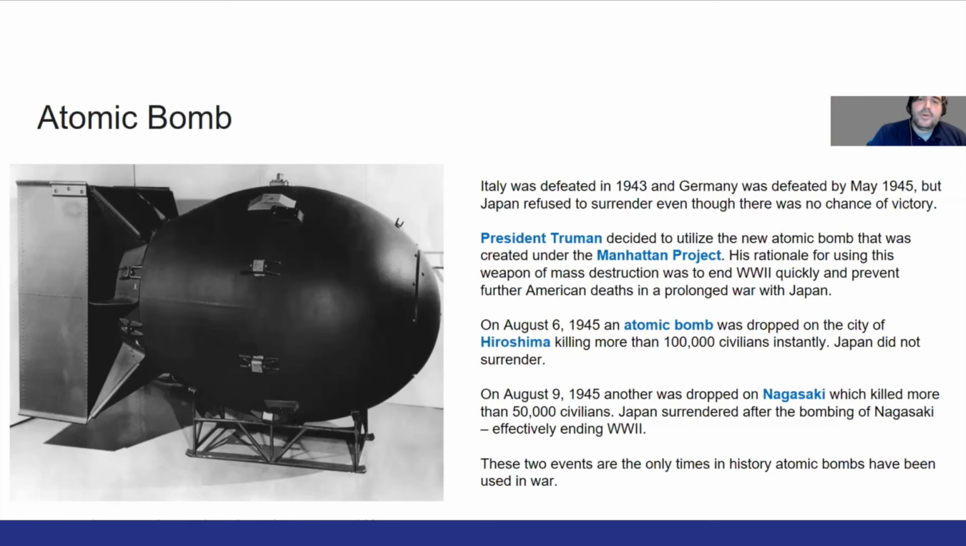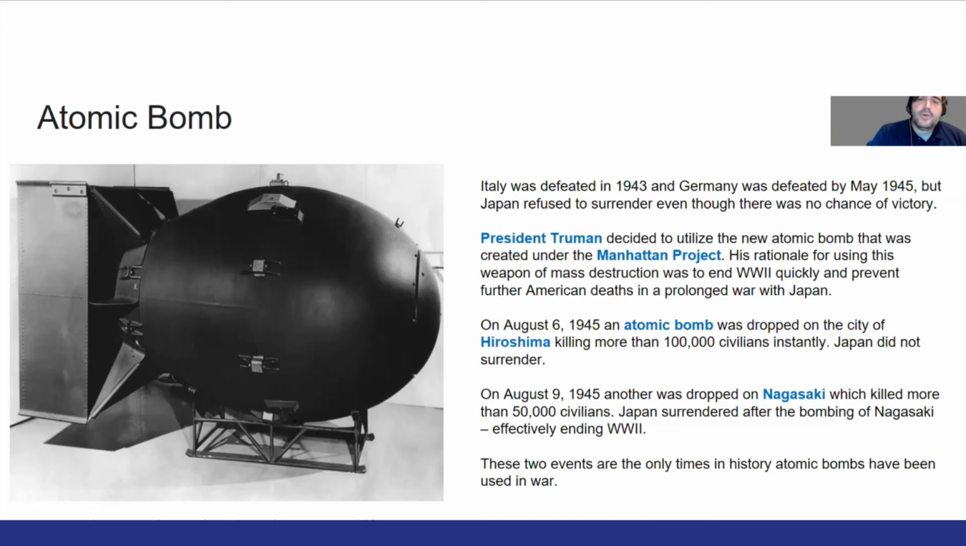The atomic bomb. Italy was defeated in 1943 and Germany was defeated in 1945. But Japan refused to surrender even though there was no chance of victory. Japan's totalitarian use of the idea of militarism. At this point, they militarized every member of society. They were training children and young individuals to be used as human bombs as the United States contemplated invading Japan. And the United States had to estimate casualties if we were to invade mainland Japan. The American military casualties were estimated to be in the millions.